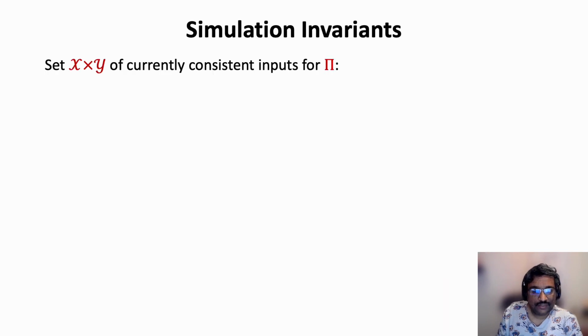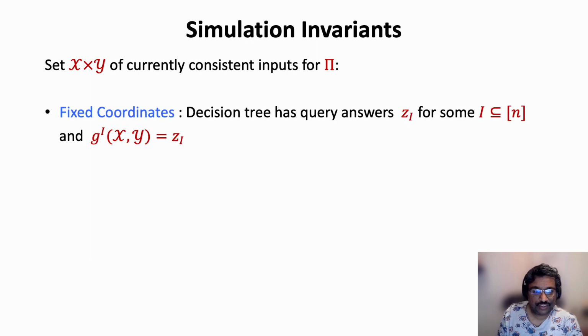To carry out such a simulation, we need to maintain a set of invariants. So what are we doing in the simulation? We are trying to trace a path from root to one of the leaves so as to compute the value of f consistent with the query answers that we have gotten so far. So at any point in the simulation, we maintain a set of inputs of Alice and Bob, denoted here by the set curly X and set curly Y. And we want to maintain some invariants for this set of inputs. The first is a very natural invariant.